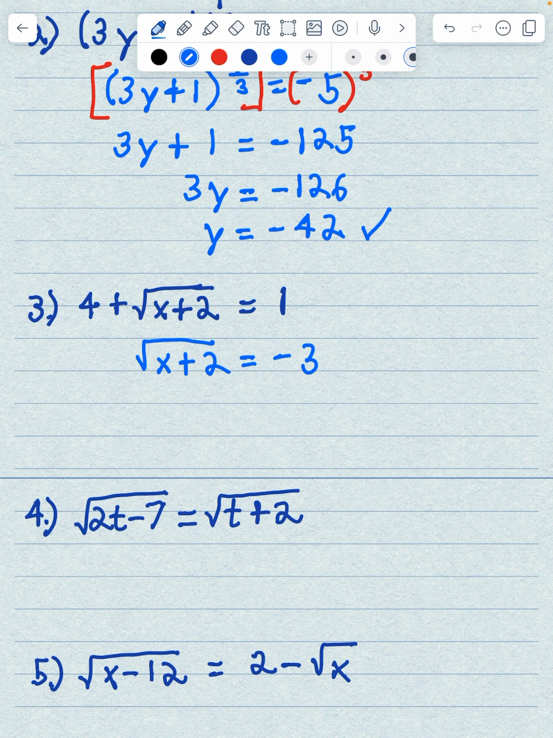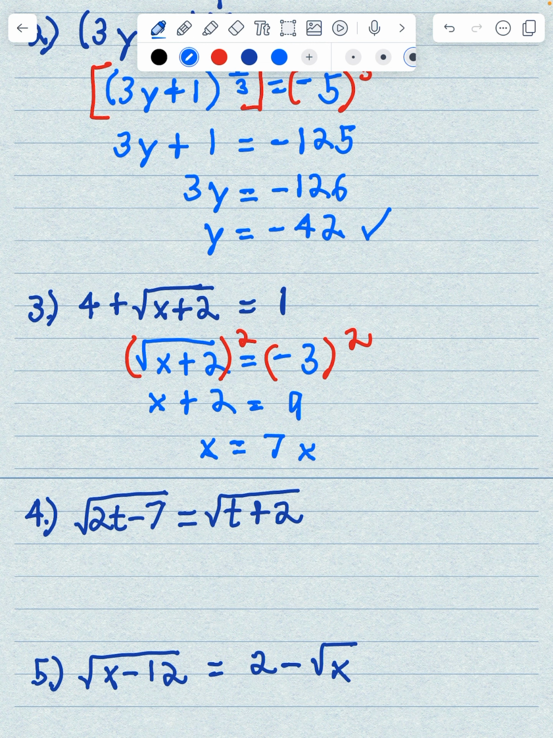But often we overlook that and, not thinking, we go ahead and square both sides. And if you do that and solve, you would get x plus 2 equals 9 and x equals 7. Now if you check that, 7 plus 2 is 9, the square root of 9 is 3, and 4 plus 3 is 7, and 7 certainly doesn't equal 1, which should result in telling you that there isn't a solution.